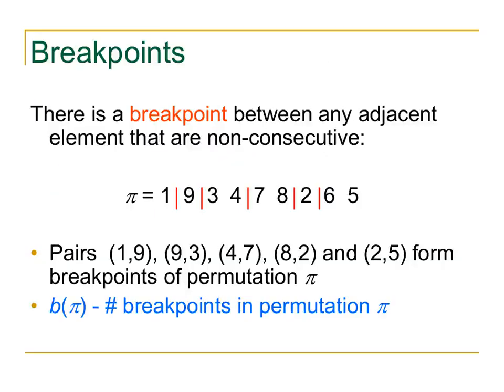To build towards stronger approximation algorithms, we first introduce the notion of a breakpoint in a permutation. A breakpoint occurs between any 2 adjacent entries that are not consecutive integers. For example, consider the permutation pi equals 193478265. We insert vertical bars wherever 2 neighbors differ by more than 1. This marks the pairs 1, 9; 9, 3; 4, 7; 8, 2; and 2, 5 as breakpoints. Finally, we denote by b(pi) the total number of breakpoints in pi.